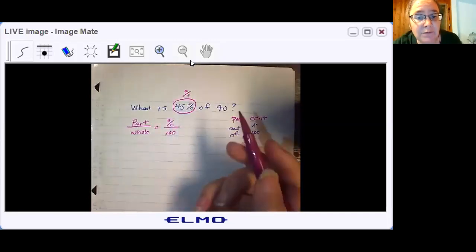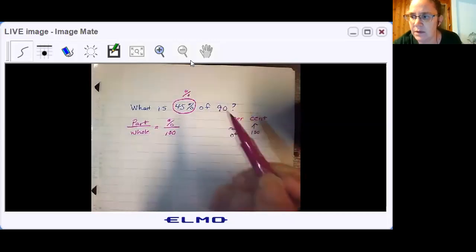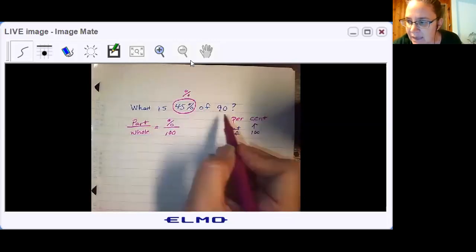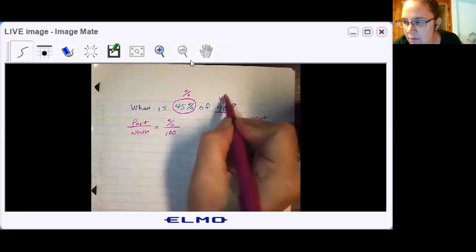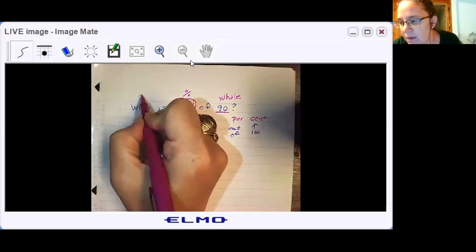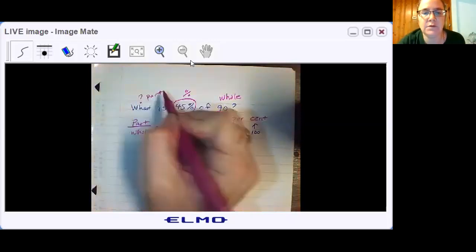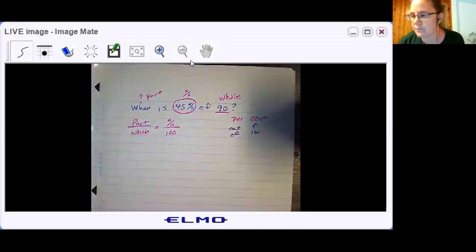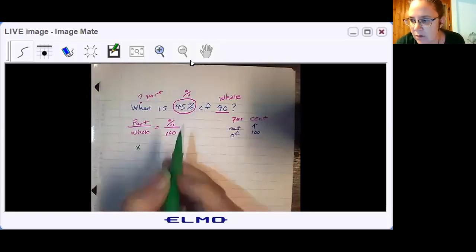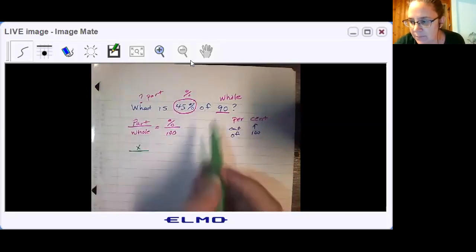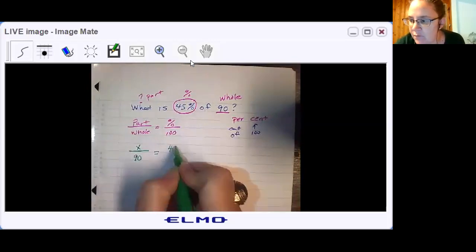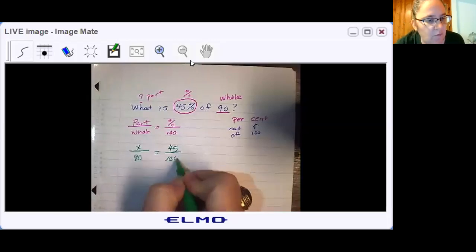Now what part of this is our part? Well, do we have a part or a whole right here? Out of 90. This means this is our whole. We have 90 of something, and what we're looking for is the part. So using that, we're going to fill in our formula. The part we don't know, that's the part we're looking for, out of our whole, which is 90, equals, I'm looking for 45% of something. 45 out of 100.